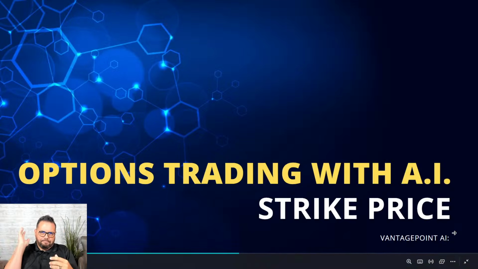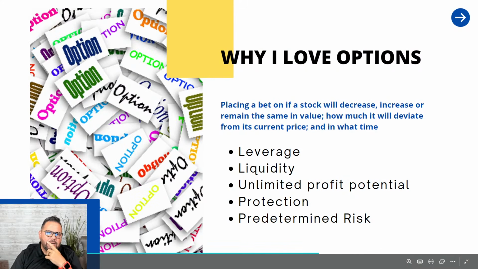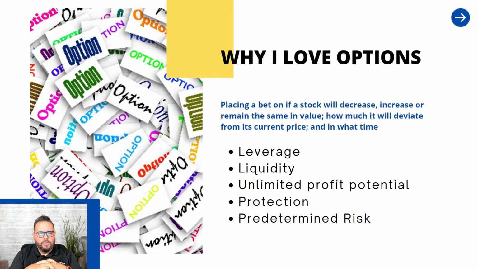All right, so as I said, we're going to talk about options trading with AI, and we're going to specifically focus in on strike price. But let's talk about for a second why personally I love options. The first reason is it's like placing a bet on a stock. If a stock was going to decrease or increase or even remain the same in value, I'm placing a bet on how much it's going to change in price and in what amount of time. Those two elements are fascinating to me.